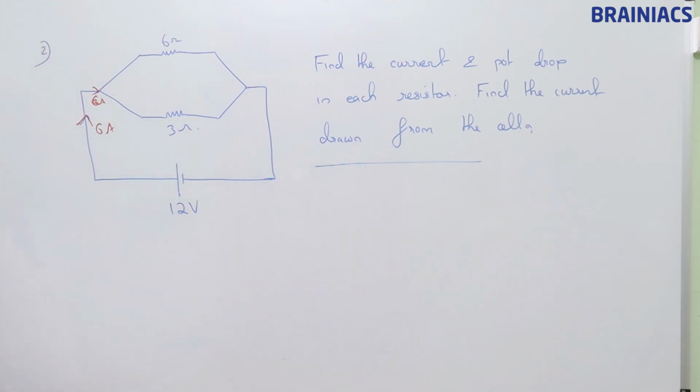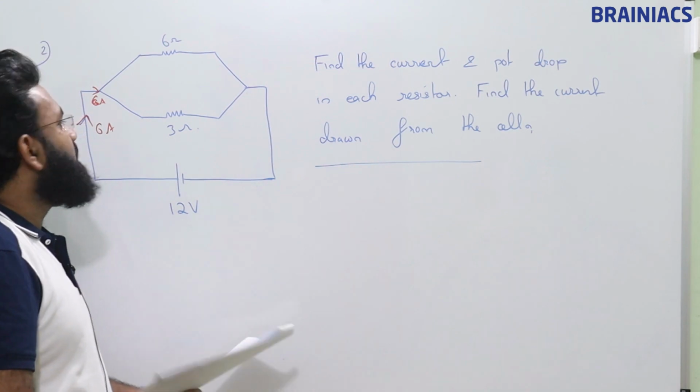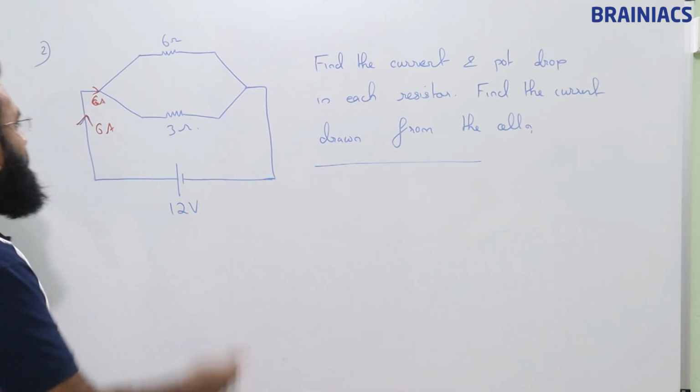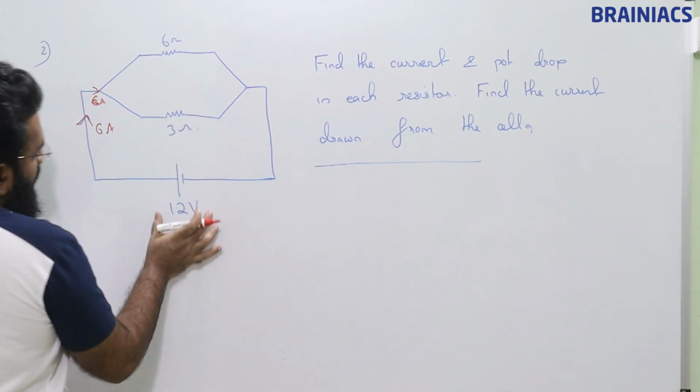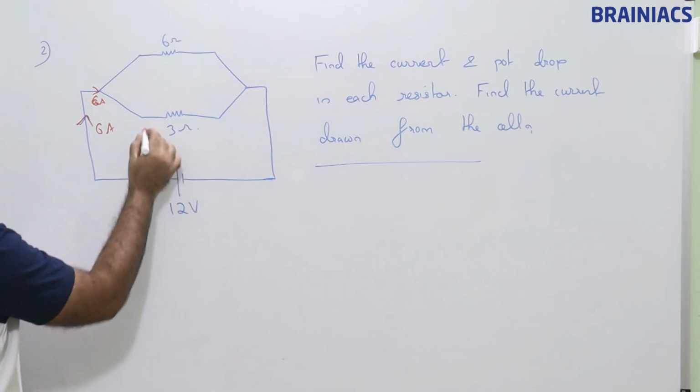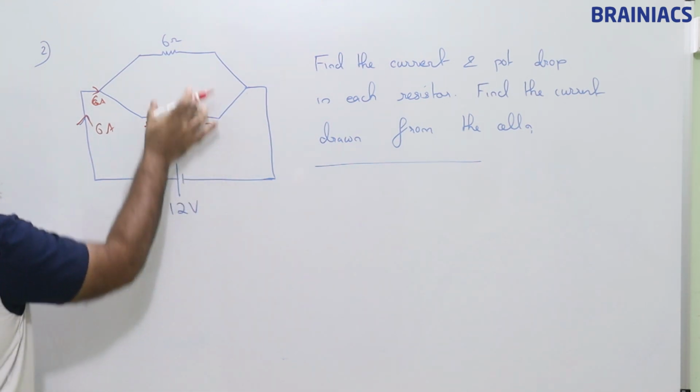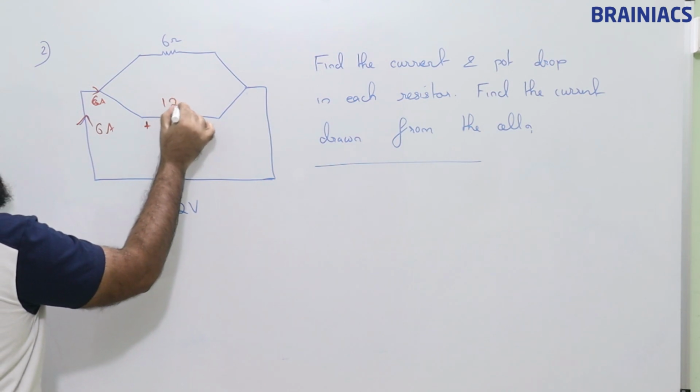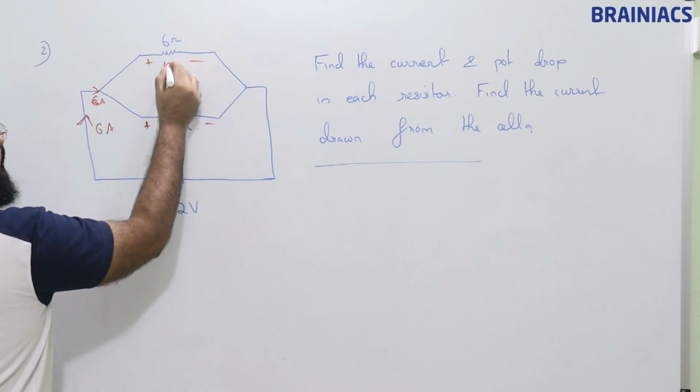Okay, so maybe you might have done it using a different method, any method. I will be solving in different methods also. One method is, if this is 12 volt, all these are parallel. This one, all these are parallel. So this is 12 volt, again this also 12 volt.